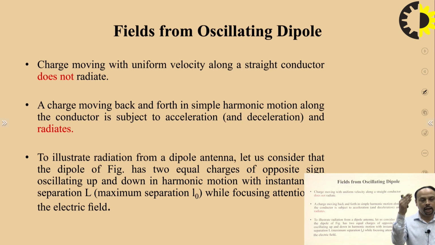So if we have a dipole antenna and provide a sinusoidal signal to it, the electrons within the dipole are going to vibrate, and this vibration of the electrons starts to radiate the electromagnetic field, as we will discuss in this topic.